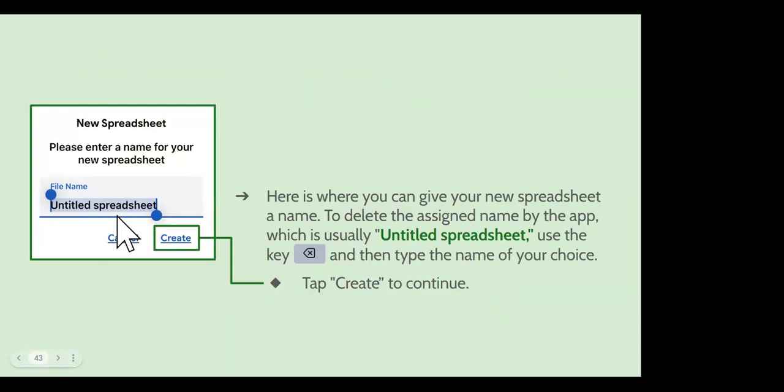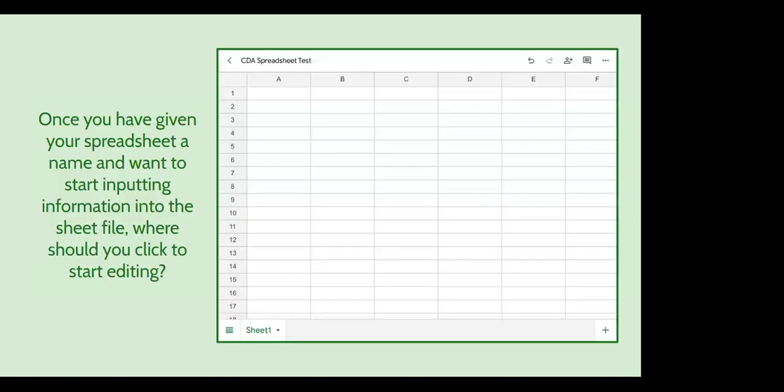When you select this option, the keyboard is going to show up and you can use the key that has that little X inside the triangle to delete what is in here, type the name of the document, and then to continue, you hit create, meaning you have given that spreadsheet a name of your choosing. It can be phone book, it can be my budget, it can be tracking my medication, it can be anything that you want. Okay. Once you have given your spreadsheet a name and want to start inputting information into the sheet file, where should you click to start editing?